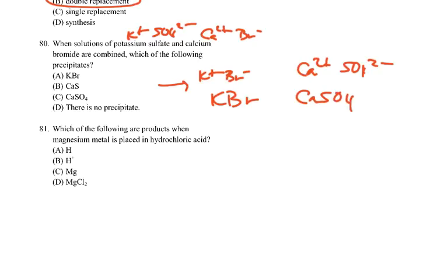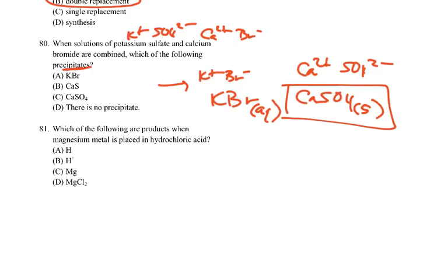So that's part of the question, but the other part is who's going to precipitate, who is going to be solid when you look it up on the chart. And if you look these up on the chart, you're going to find out KBr is aq, CaSO4 is solid, so this is the one that precipitates. If it says what forms, both of these would be good answers, but if it says which one precipitates, we're looking for who's a solid. And CaSO4 is the answer.